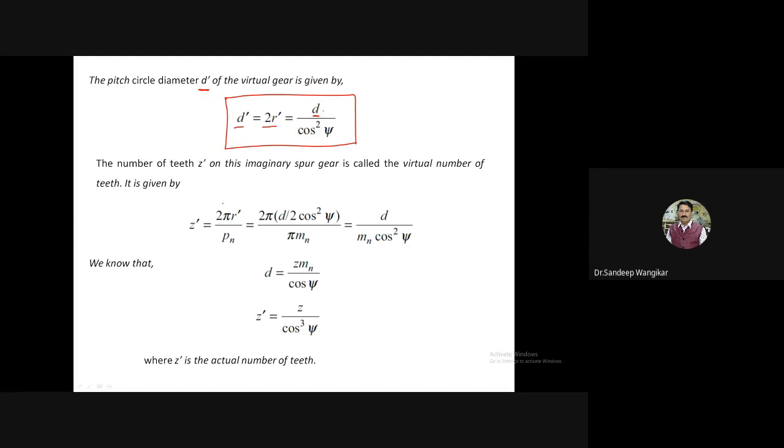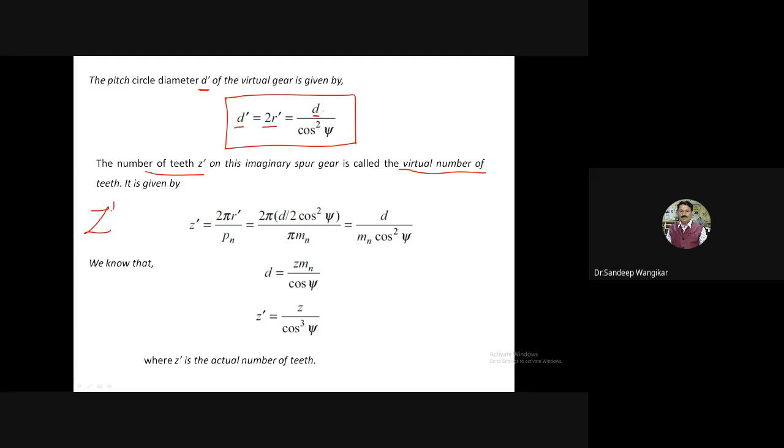Then the number of teeth, now we have to calculate the number of teeth. The number of teeth Z dash on this imaginary spur gear is called virtual number of teeth. Very important. Whatever the number of teeth on the actual gear, we call it only teeth. But when we imagine the gear in a plane perpendicular to tooth element, we call that gear formative or virtual gear. And the number of teeth on that formative or virtual gear are called virtual number of teeth or formative number of teeth. These are also imaginary teeth. It is denoted by Z dash.